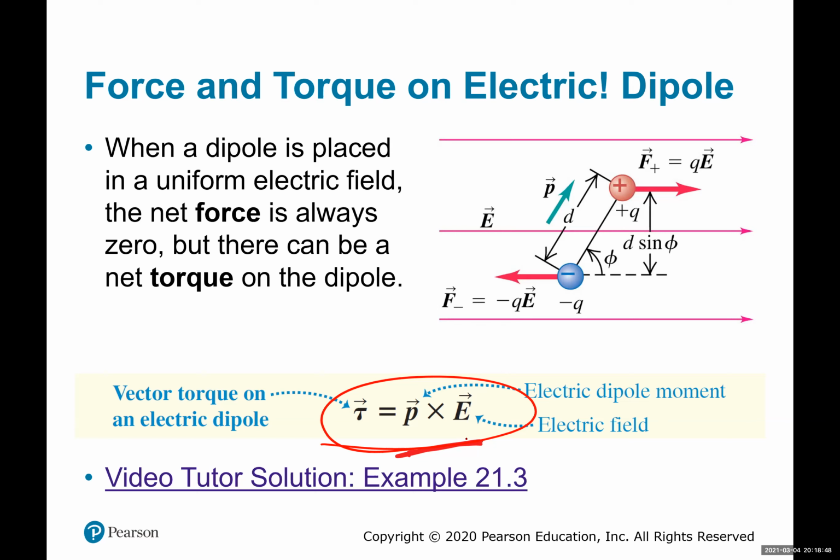The fact that the compass needle rotates in a magnetic field, that's torque. So we're going to have to talk about the torque on a magnetic dipole. I think it'll make more sense if we start with really digging into the torque on an electric dipole.